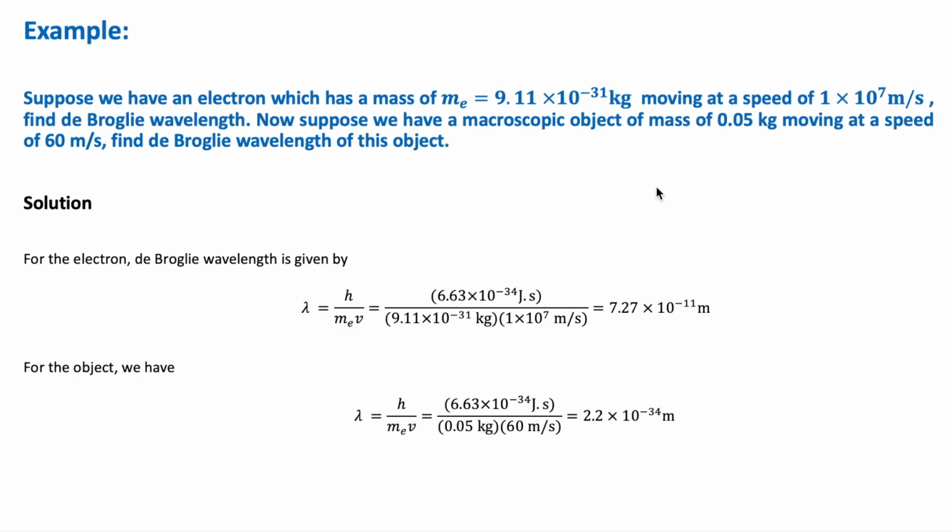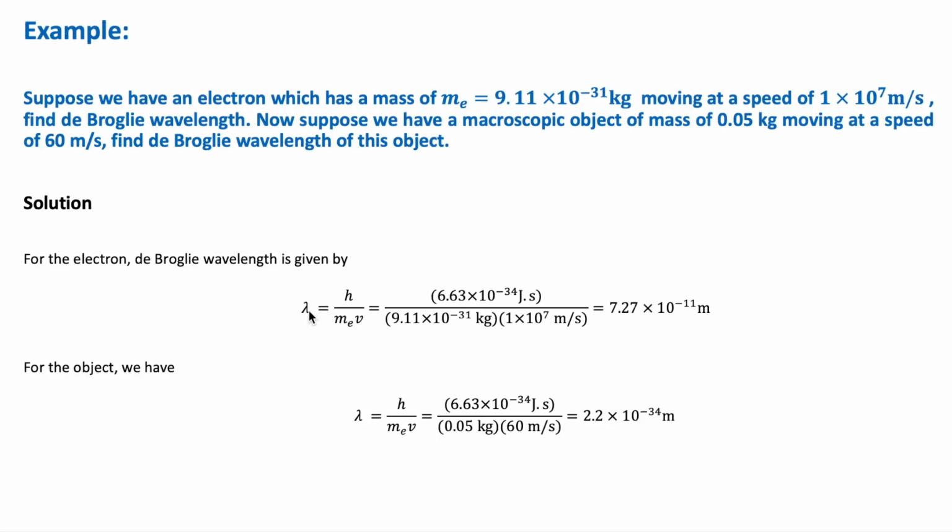So let's take this example here. Suppose we have an electron which has a mass of 9.11 times 10 to the minus 31 kilogram, moving at a speed of 1 times 10 to the power 7 meter per second. And we want to find the de Broglie wavelength of this electron. And also suppose we have a macroscopic object of mass 0.05 kilogram moving at a speed of 60 meter per second, and we also want to find the corresponding de Broglie wavelength, okay?